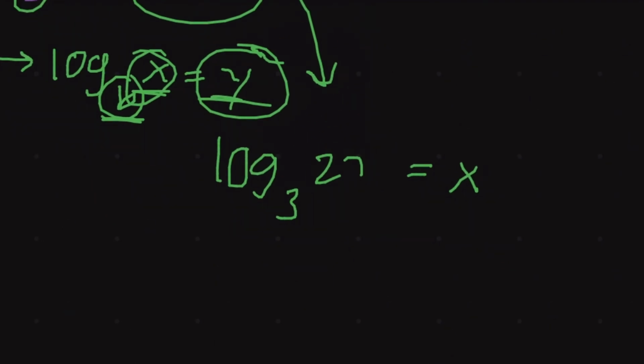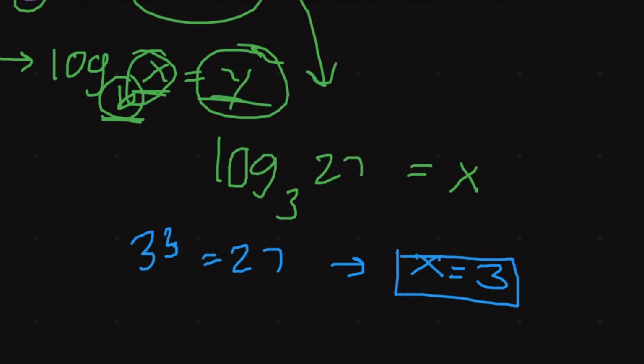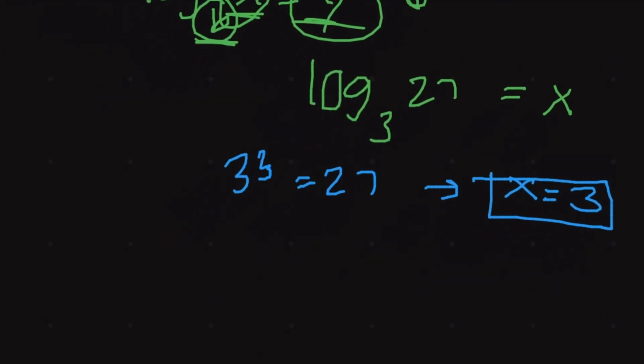So now let's put this into words. What power do we have to raise 3 to get 27? Well, we already answered this. So we know that 3 to the 3 is equal to 27, which means x equals 3. Now let's try a few practice problems in this way.